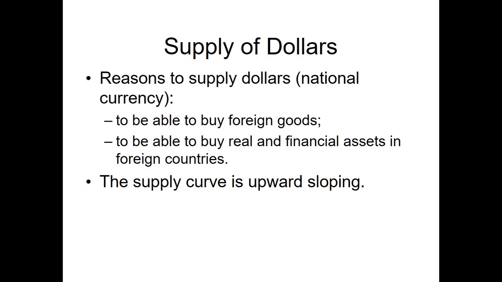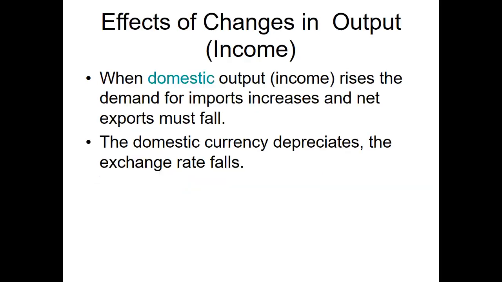And because if the nominal rates would increase, then there would be more availability of dollars. That's why it is upward sloping. So as nominal rates would increase, then the availability of dollars would also increase.